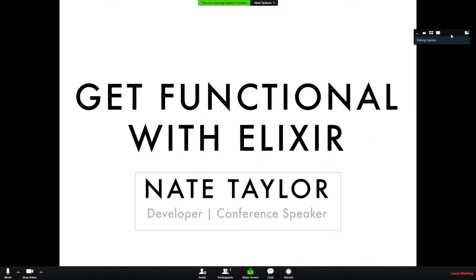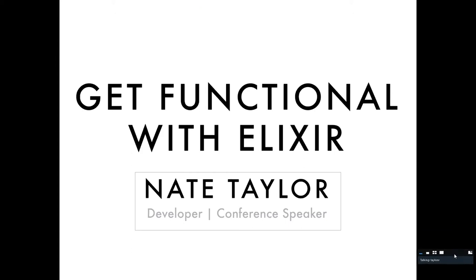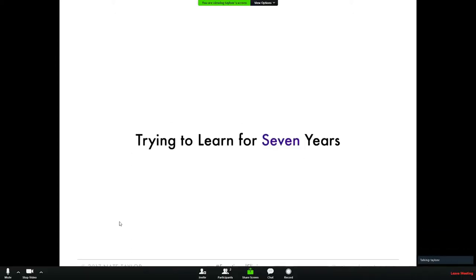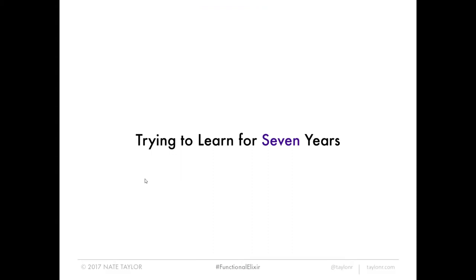So like they said, my name is Nate Taylor. We're going to talk about getting functional with Elixir today. My path into Elixir started probably about 7 or 8 years ago. I tried to learn functional programming for quite a while. Back around 2010 or so, some of the blogs I was reading, some of the people I was following on Twitter and other places kept talking about functional programming.